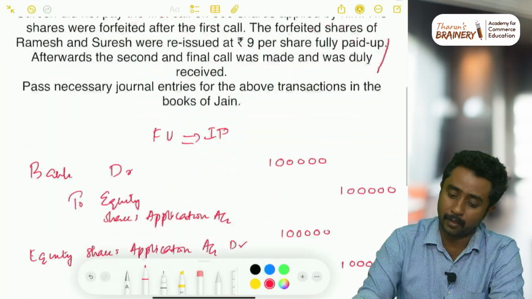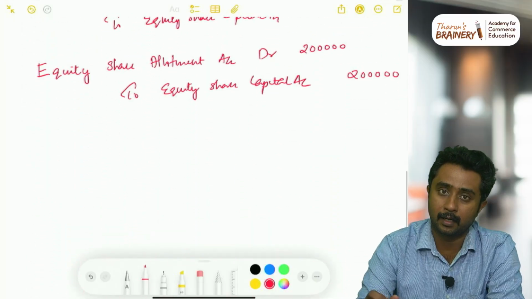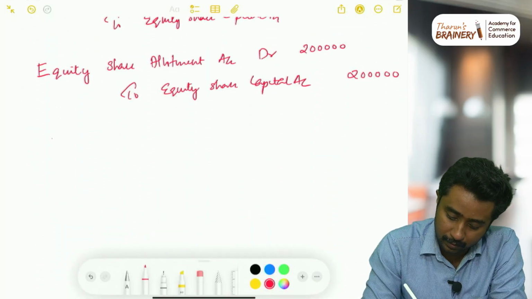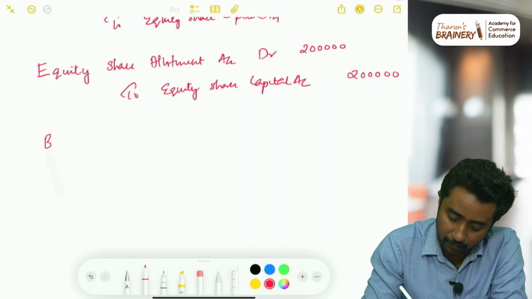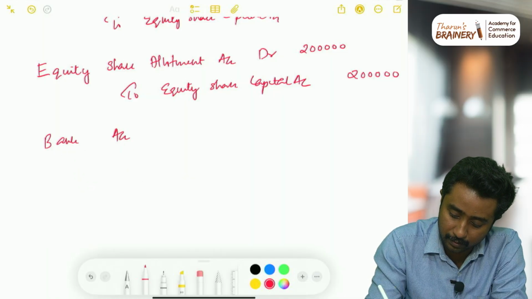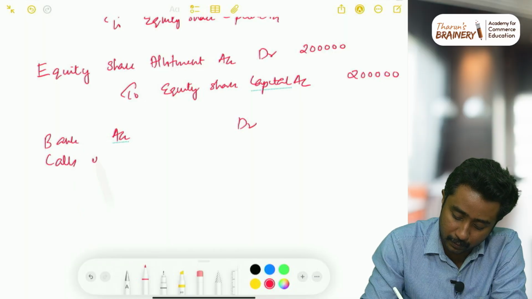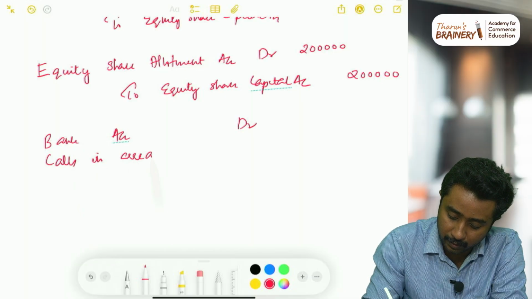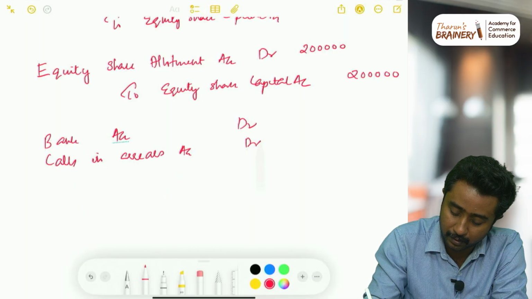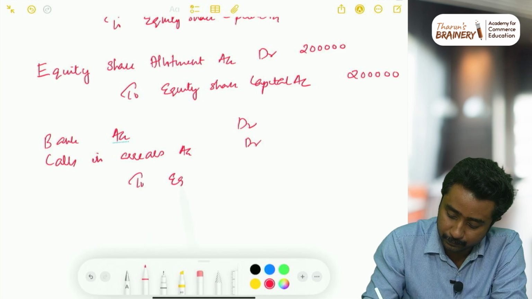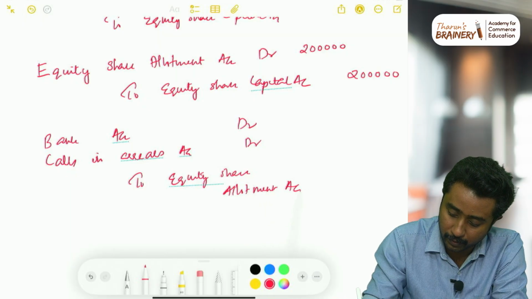So how will you record it? You will be recording it like this: bank account debit, calls in arrears account debit, to equity share allotment account. If you want to open calls in arrears, you can open it, it is not compulsory.